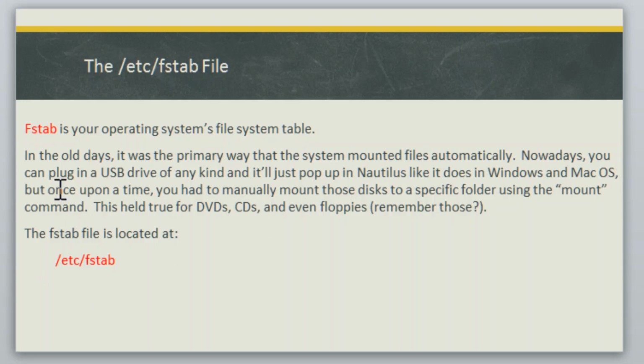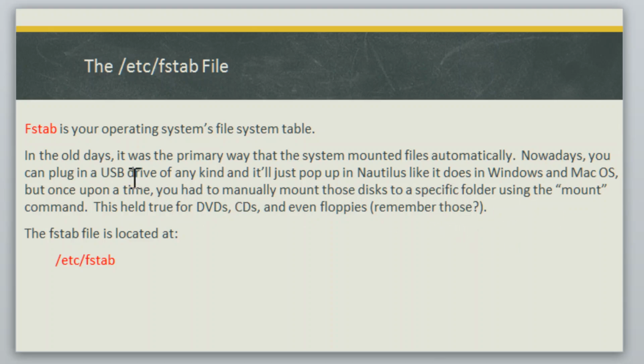So guys, the fstab is your operating system's file system table. In the old days, it was the primary way that system-mounted files were mounted automatically. Nowadays, however, you can plug in a USB drive of any kind and it'll just pop up in the Nautilus like it does in Windows and Mac OS.